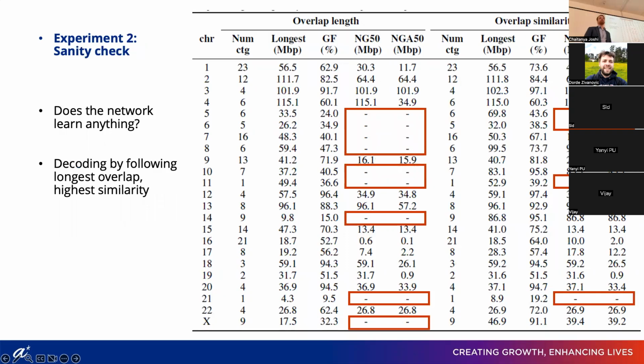Before that, we actually wanted to do a sanity check, whether GNNs are even learning anything, whether it's something trivial. Maybe the overlap lengths or the overlap similarities are indicative enough of a good assembly that you can simply follow them.